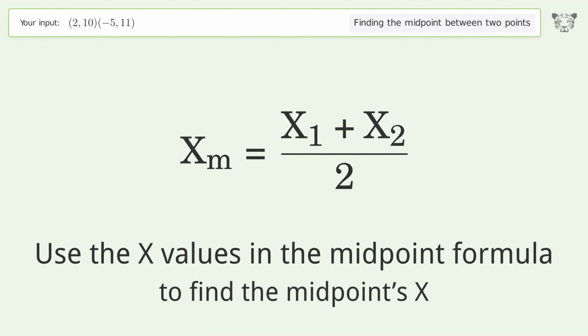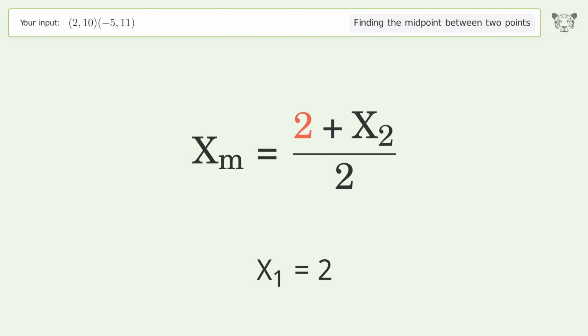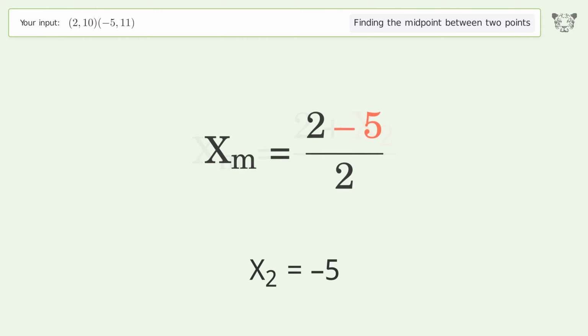Use the x values in the midpoint formula to find the midpoint's x. x1 equals 2. x2 equals negative 5. Simplify the arithmetic.